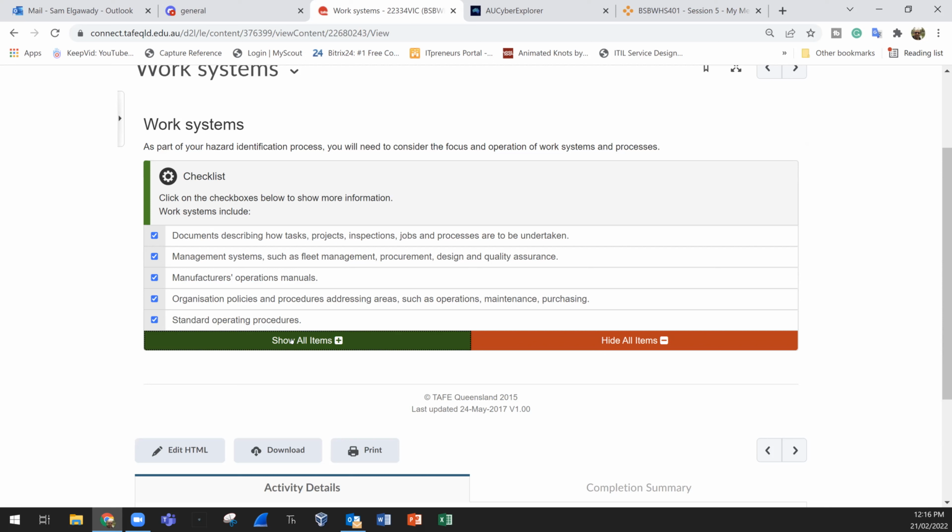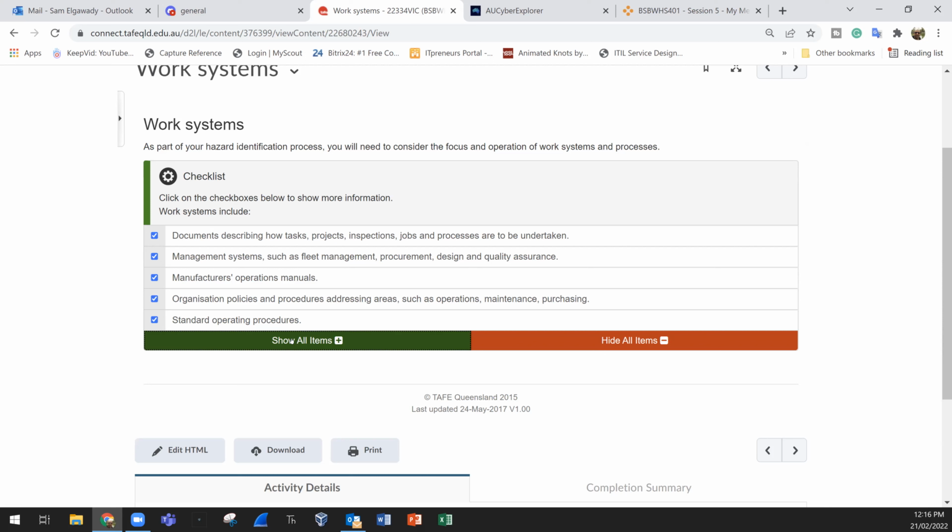Operation manuals, how to use this machine in a safe way. Policies and procedures addressing areas such as operations, maintenance, purchasing. You are not allowed to go there without PPE. So this is part of the policy. What is the type of PPE I need to wear and use?